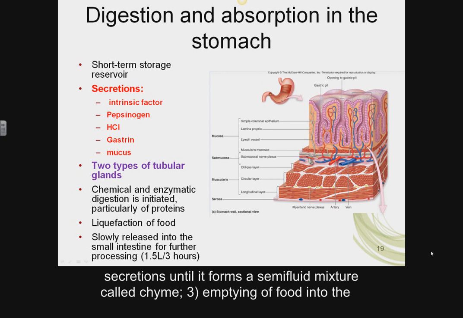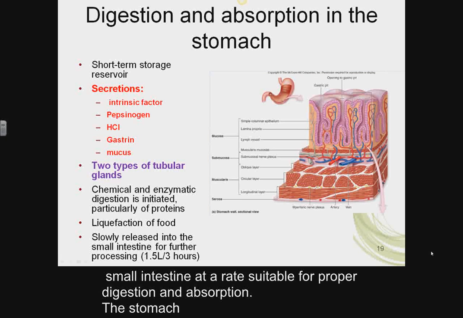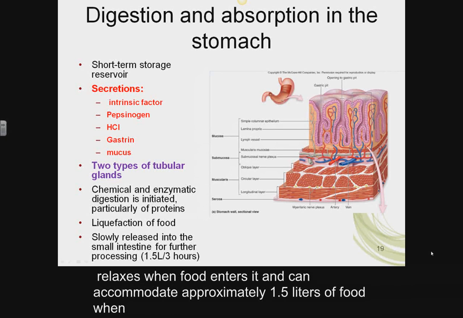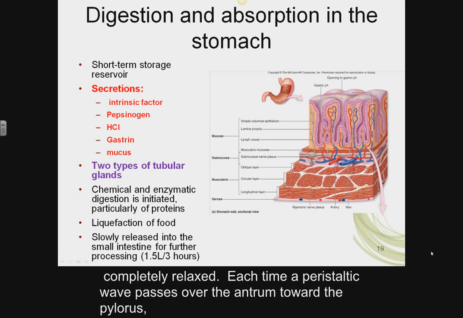It's not really food, it's chyme. 2, mixing of your food with gastric secretions to make this chyme. And then 3, emptying of the chyme into the small intestine at a rate suitable for proper digestion and absorption by the small intestine. The stomach relaxes when food, the bolus that you swallowed, enters, and it can accommodate approximately 1.5 liters of food when completely relaxed.